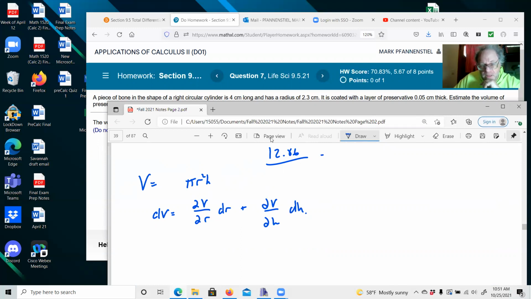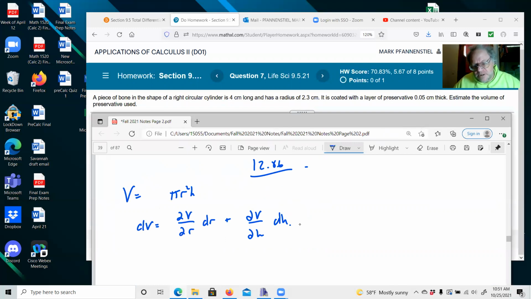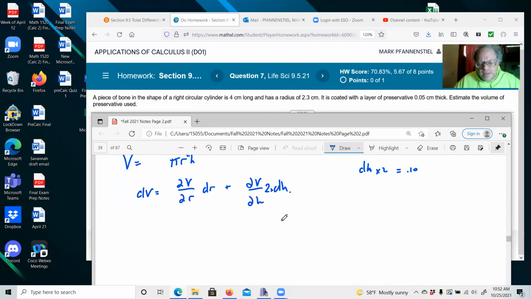Okay, so what are we going to do with that? Well, actually, we're going to need 2 times h here, right? 2 times dh. So our dr equals dh was equal to 0.05. Okay, so a nickel. dh times 2 was 0.10, right? Because we have the same thing on both of them. So we'll just use the same setup as we did for the Coke can there.